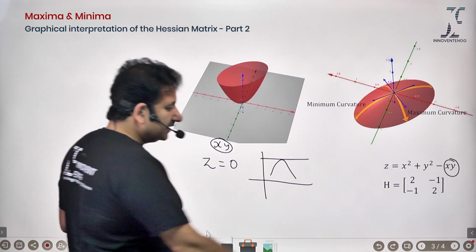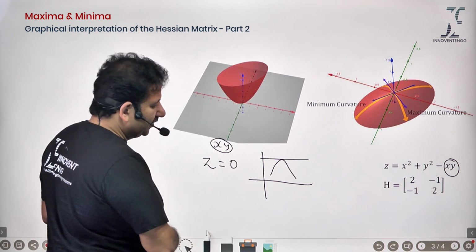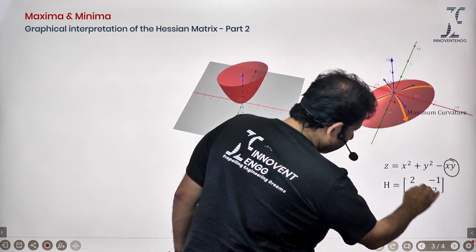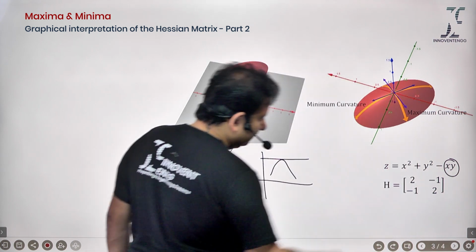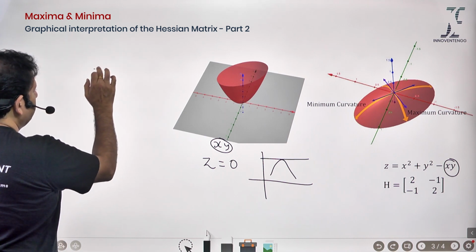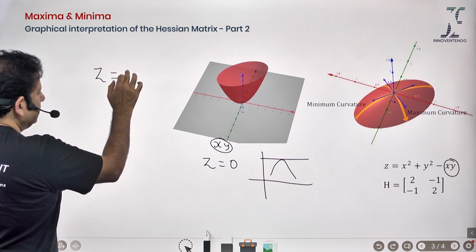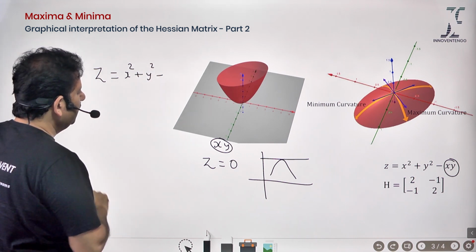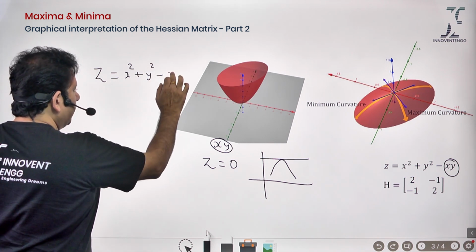Now, this Hessian matrix is constructed using the second order derivatives. These are pure second order derivatives, and these are mixed derivatives. In this case, why do we get the mixed derivative? That is because if you consider the function z equal to x square plus y square, we have introduced a term which is mixed, that is, has both x and y.